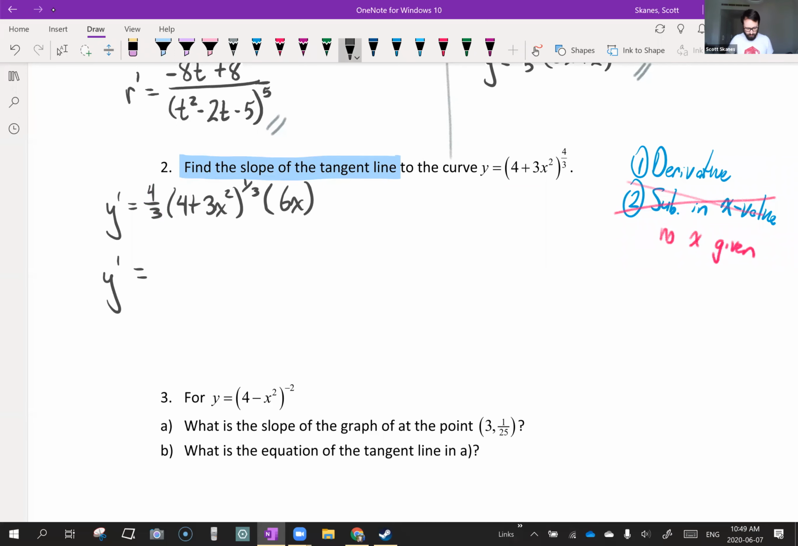So multiply them together. 4 over 3 multiplied by 6 is 8. So you get 8x(4 plus 3x squared) to the power of 1 over 3. And that would be enough.